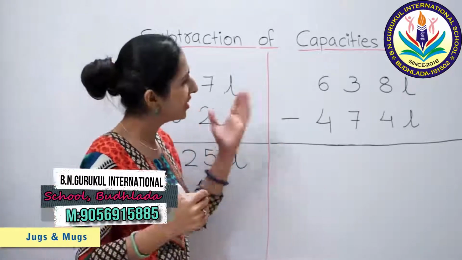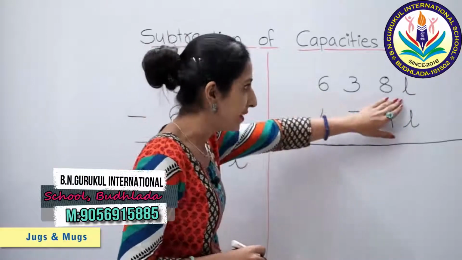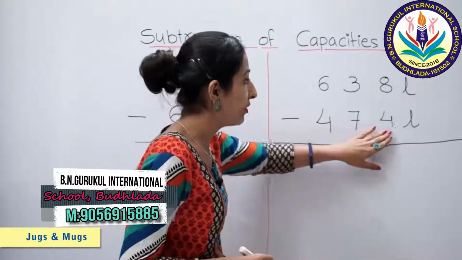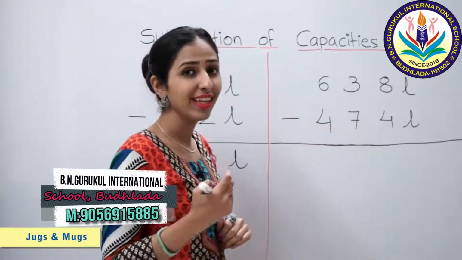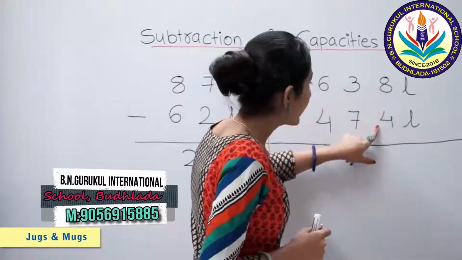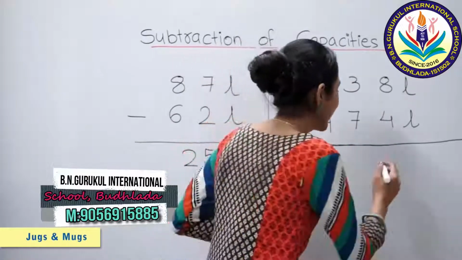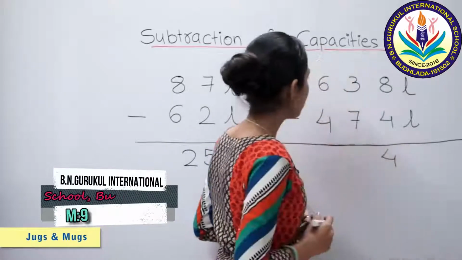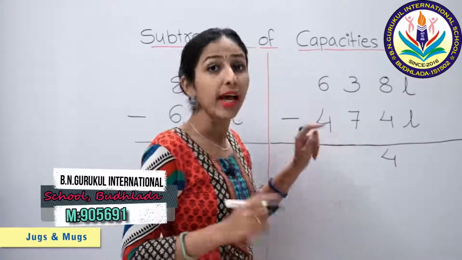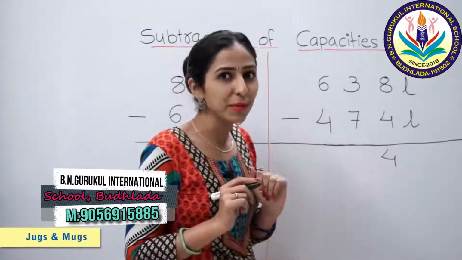Now, let's solve this example. 638 liters minus 474 liters is equal to how much? Let's find out. 8 minus 4 is equal to 4. 3 minus 7. Students, as we all know, 3 minus 7 is not possible.